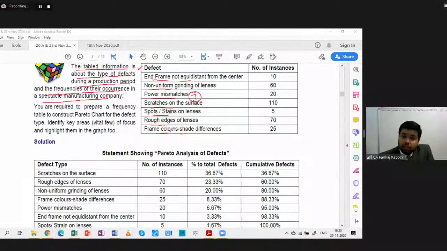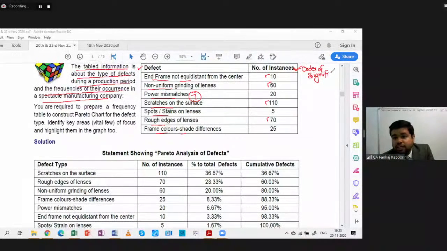Okay. If we see the number of the defects, or the number of the instances of each defect, you'll find the first defect occurs only 10 times. The second defect occurs 60 times, whereas the fourth defect occurs 110 times, and the second last defect occurs 70 times. Friend, if I ask you to establish the order of significance, what is the name of order?